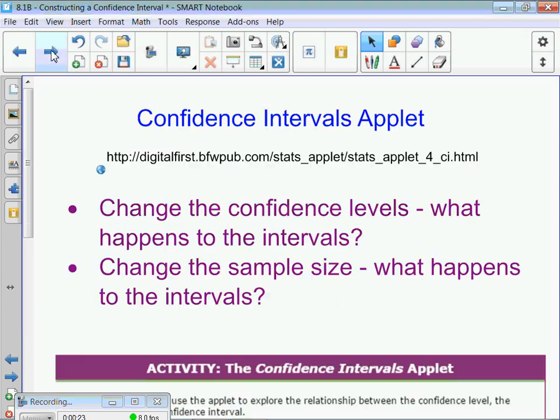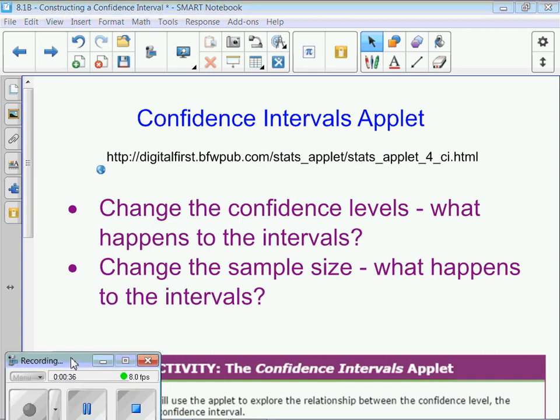Yes, smaller is better because then you're closer to the true mean. All right? So we're going to look at some intervals and what happens when we change the confidence levels and when we change the sample size. So let me pull up this lovely website again.